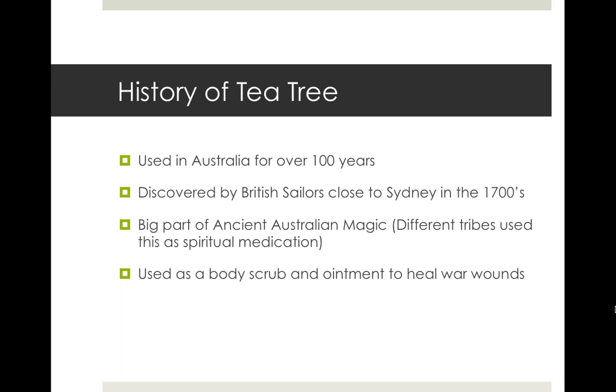There's really a lot that we can learn from this great plant by studying the history of these ancient tribes in Australia, what they used it for, how they used it, and so on. It was also used as a body scrub and ointment to heal war wounds. In times of war, they would rip the tea tree or Melaleuca leaves and soak them in water. They would then use that water to rinse off the soldiers. If the soldiers were scratched, wounded, whatever it may be, this was what they used to help with their healing process and their whole recovery.